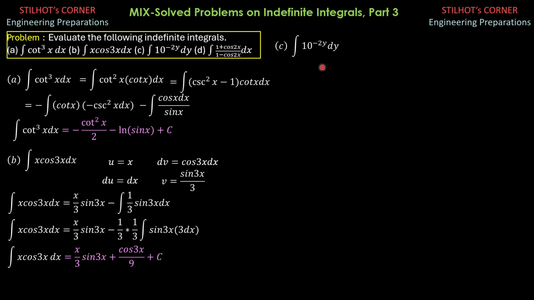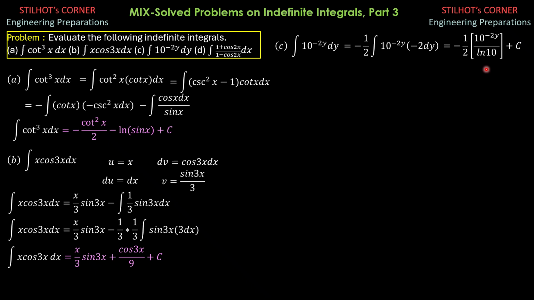So this is rewritten into negative 1/2 integral of 10 to the negative 2y times negative 2 dy. So this is in the form negative 1/2 integral of a to the u du, and the integral is copy negative 1/2, then 10 to the negative 2y over ln of 10 plus c. So negative 1/2, 10 to the negative 2y over ln of 10 plus c.